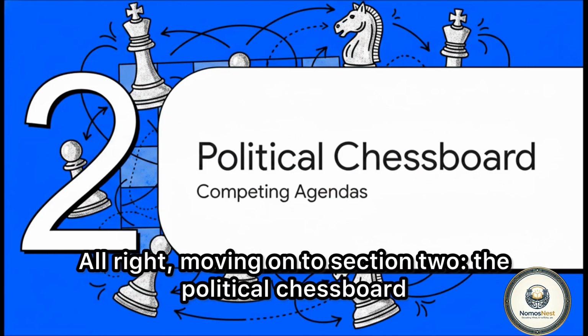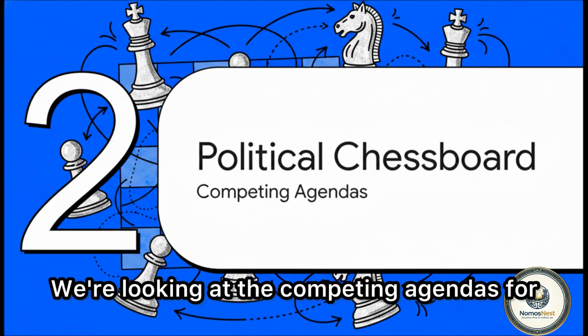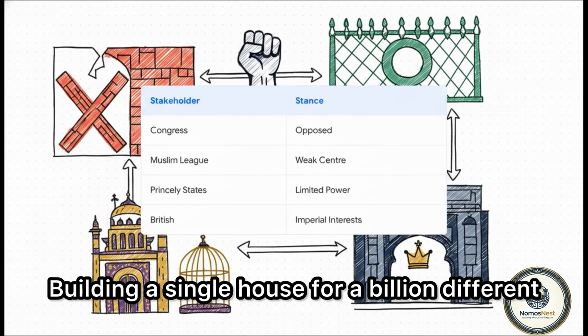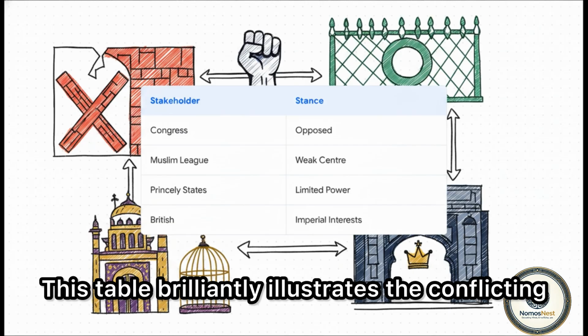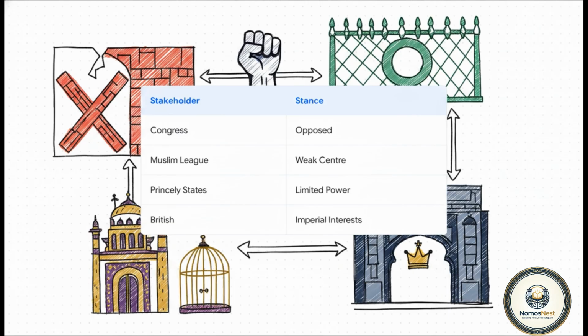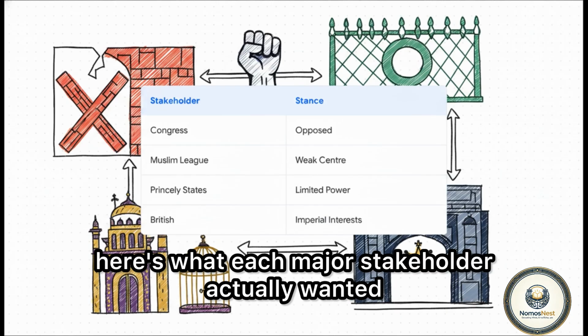All right, moving on to Section 2, the political chessboard. We're looking at the competing agendas for India's future here. Building a single house for 1 billion different opinions is pretty much impossible. This table brilliantly illustrates the conflicting demands placed on this blueprint. Looking neutrally at the historical record, here's what each major stakeholder actually wanted.